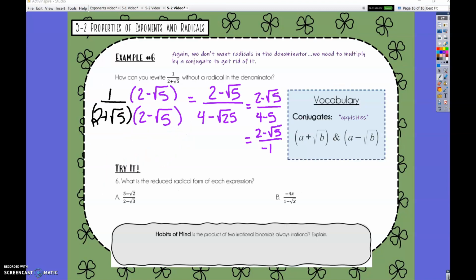Finally, we don't want radicals in the denominator. So when you have a radical with a plus or minus sign, you need to multiply by what's called a conjugate. It's basically the opposite. So here I've multiplied by our conjugate, 2 minus root 5, and simplified.